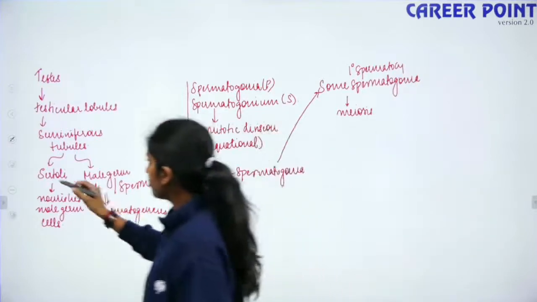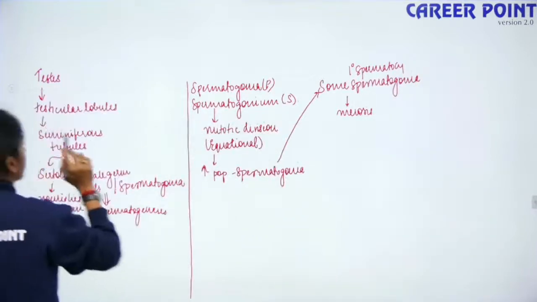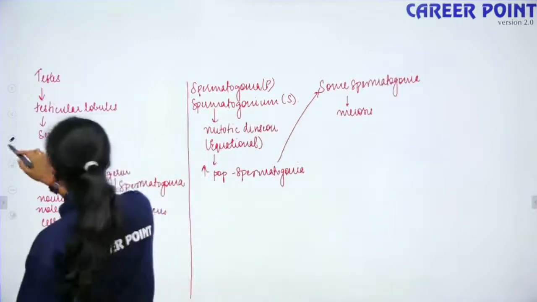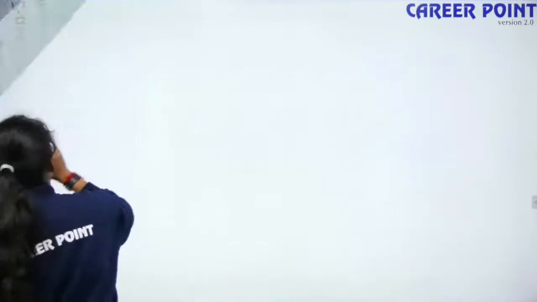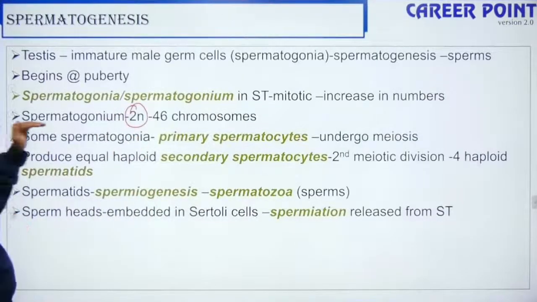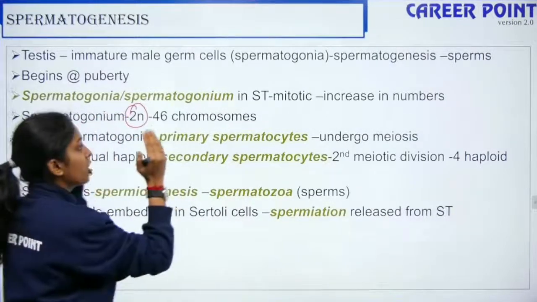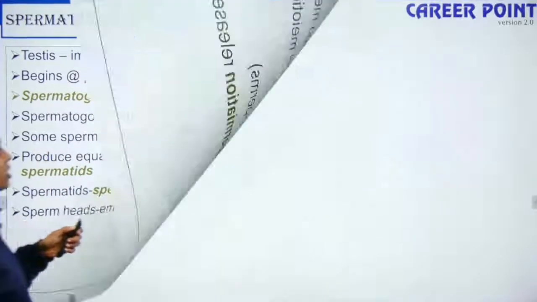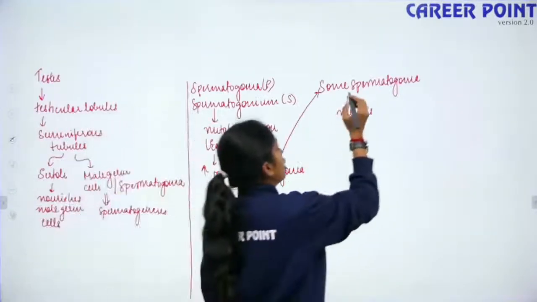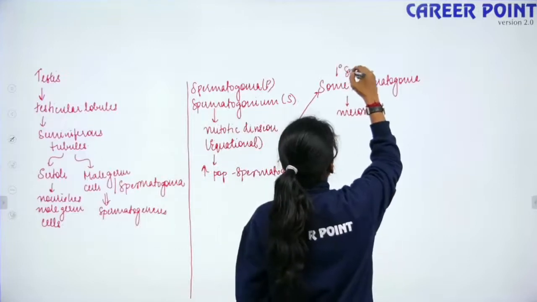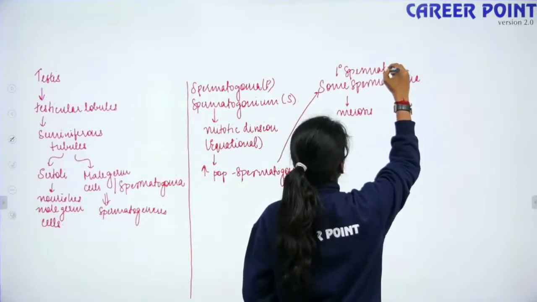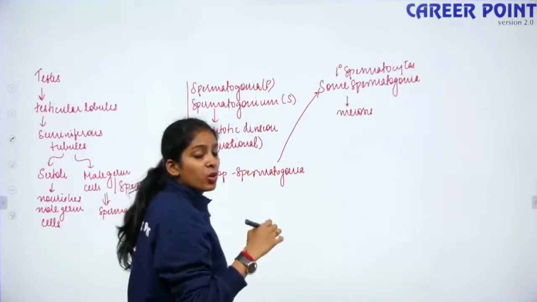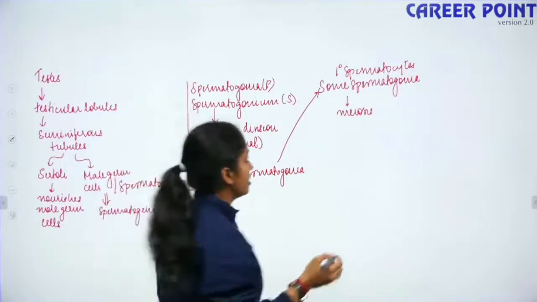Sorry. So this is your spermatogonia, alright? Yes, so this is what is written here. So some spermatogonia called the primary spermatocyte undergo meiosis. So I was right, I'm sorry. The ones which undergo meiosis are your primary spermatocytes. Not all of them undergo meiosis, only some undergo meiosis, the others remain as stem cells, okay?